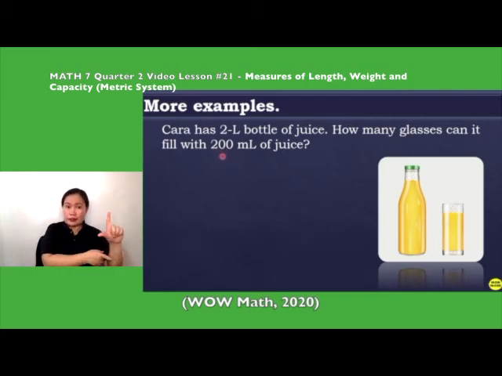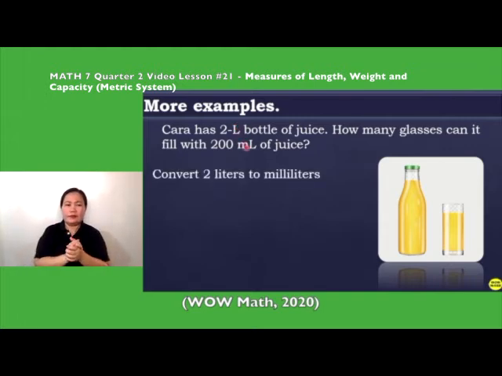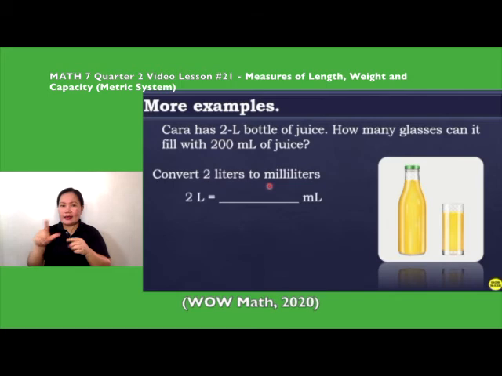So, ang una mong gagawin, since naka-liter ito, kailangan gawin mo siyang ml. Kasi ang capacity lang ng baso ay ml lang. Okay, so make this ml first. So, dapat gawin mo muna itong milliliters. So, convert 2 liters to milliliters.